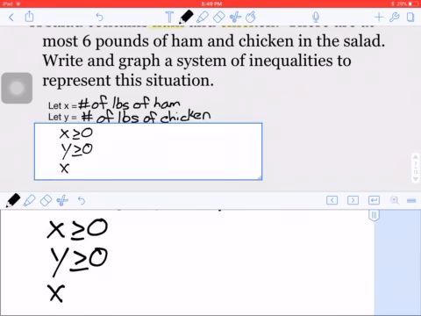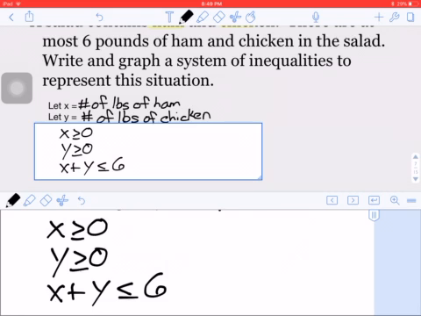And x plus y, and at most, there are 6 pounds of ham and chicken, so we can have less than 6 pounds of ham and chicken, or up to 6 pounds of ham and chicken. So we're going to say x plus y is less than or equal to 6.